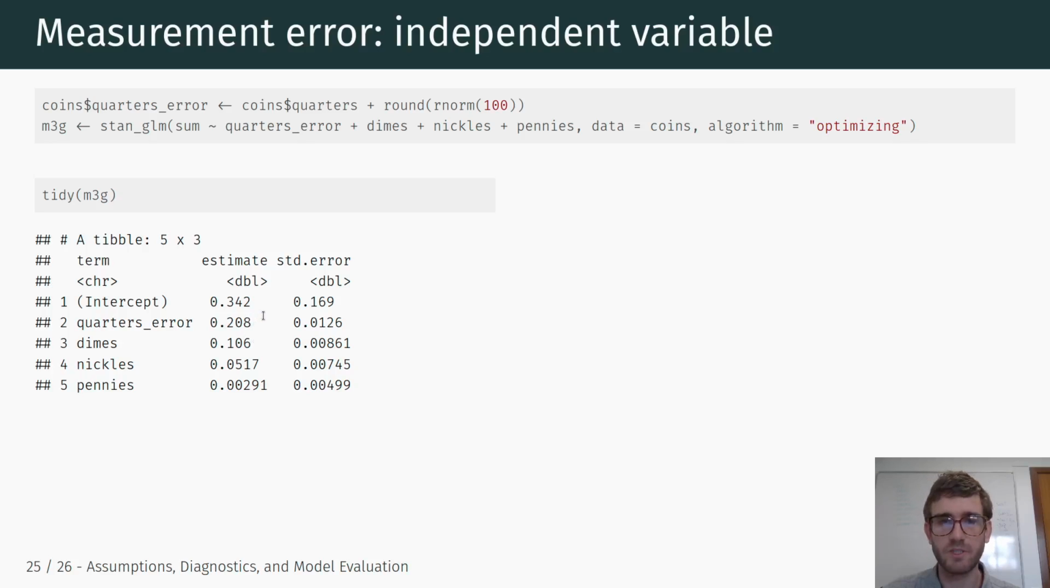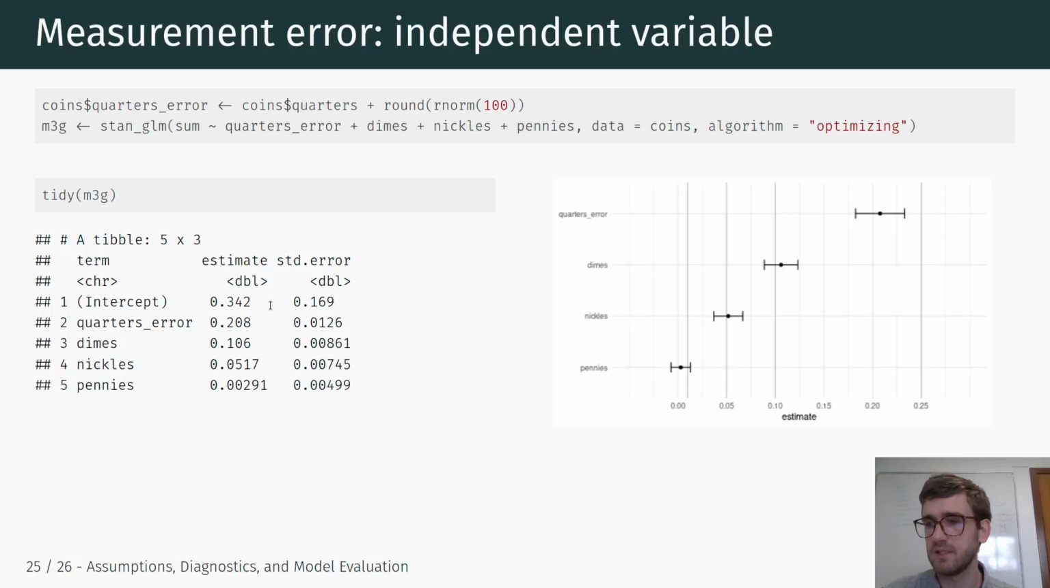if we look at the coefficient estimates, it's not only the fact that we have increased our standard error, as we did in the previous case where we had measurement error on the dependent variable, we actually have biased estimates as well. So since we have measurement error on the independent variable here, on the number of quarters that are included in our pocket, we now underestimate the value of quarters.